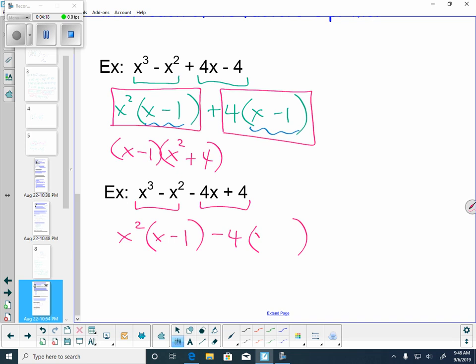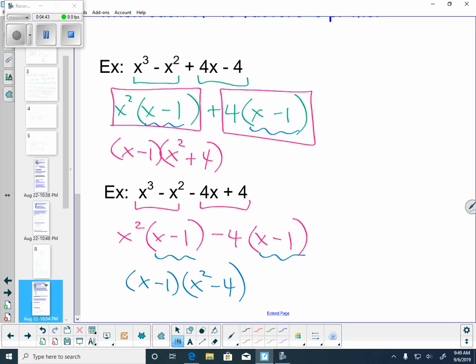X minus 1. Remember, we can check this. Negative 4 times x, negative 4x. Negative 4 times negative 1 would be a positive 4. Do we have the same thing in parentheses? All right, so our final factored form is going to look like what, Lucy? X minus 4, and then x squared. Everybody okay with this?